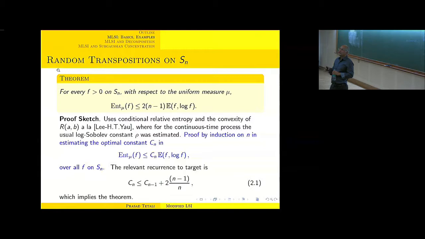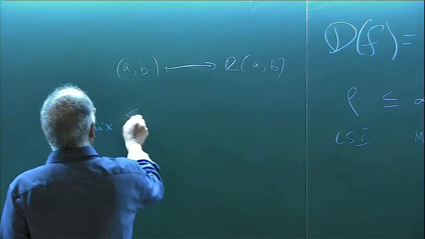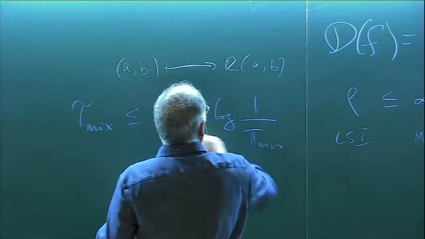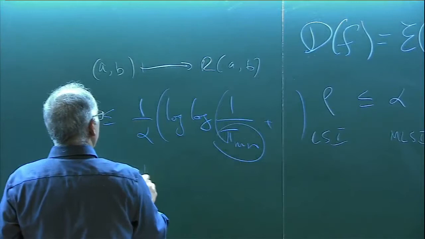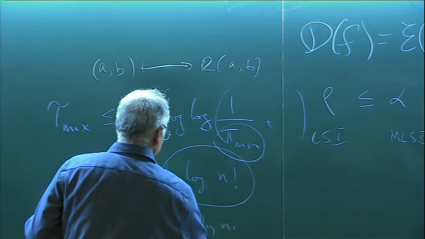So we go back to the 1 over alpha. So the mixing time bound was, plus some dependence on epsilon, etc., right? So this was uniform over n factorial. So this is n, that gives you log n. So it gives you n log n mixing, which is tight.